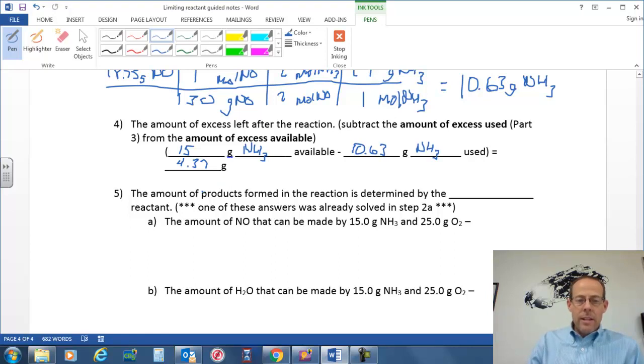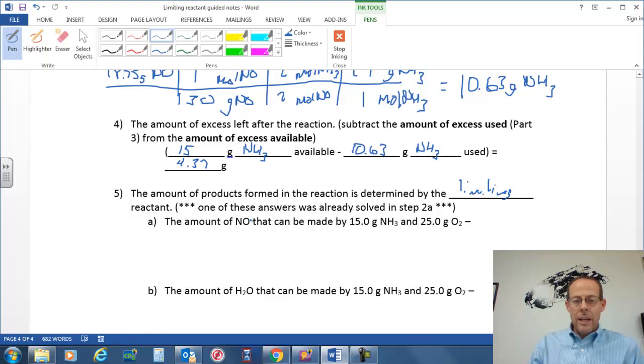Okay? So last thing, number 5. The amount of products from the reaction is determined by the limiting reactant. All right? And then we have last 2 questions. One of these answers we've already done. Okay? So I want to know the amount of each of the products I can make. The amount of NO that can be made by 15 grams of NH3 and 25 grams of oxygen, and the amount of water that can be made from 15 grams of NH3 and 25 grams of oxygen.